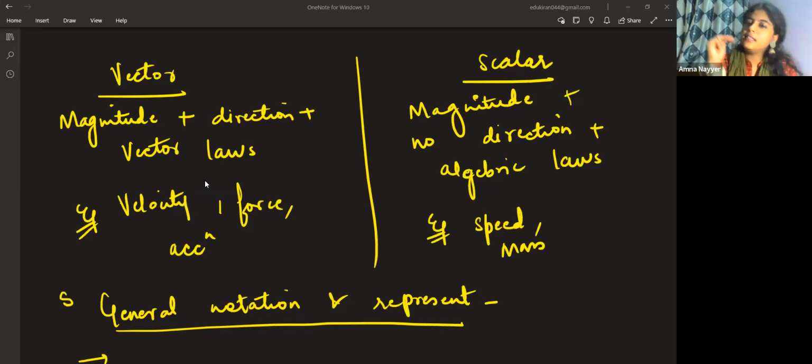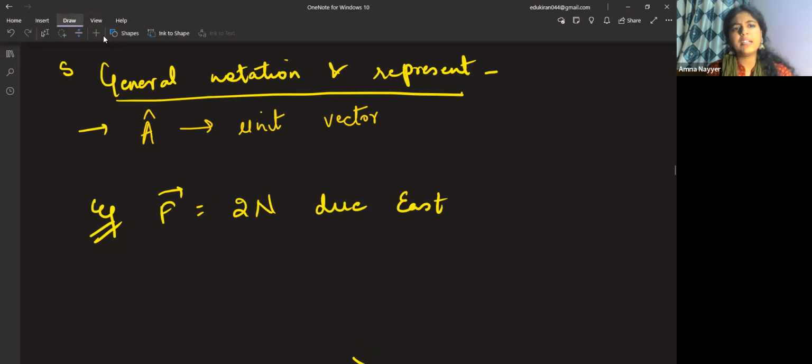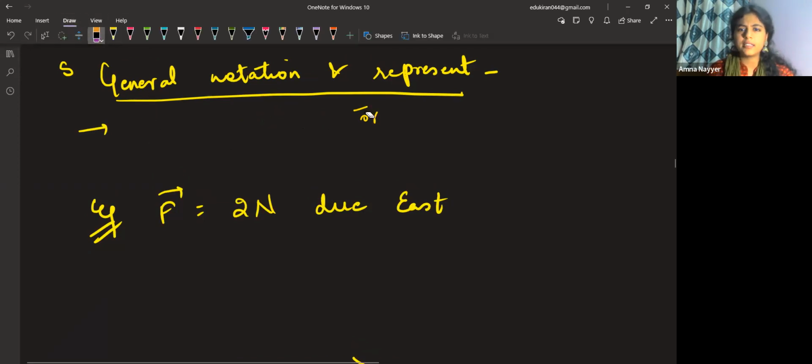All these three criteria are necessary for you to understand whether your quantity is scalar or vector. Now, in your textbooks, in some books you will find that when a vector is written, it has a cap, like this. Wherever this cap is mentioned, that is actually a unit vector. Unit vector means the vector whose magnitude is 1. But we'll come to unit vectors again. Let me leave this unit vector part.